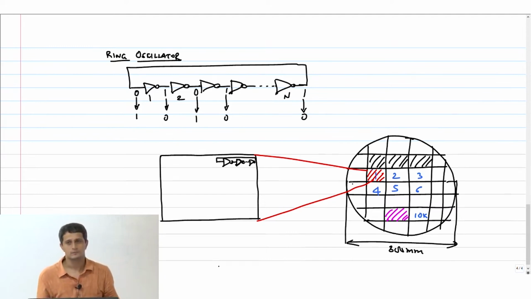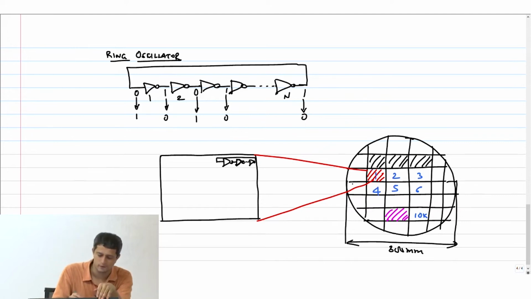Okay, with some odd number of inverters. Typically this will be a very large number, because, what's the frequency of oscillation, by the way, of this ring oscillator? What is F by N?